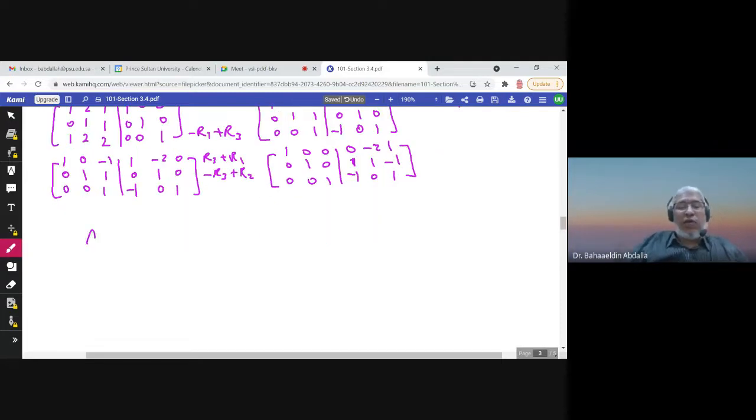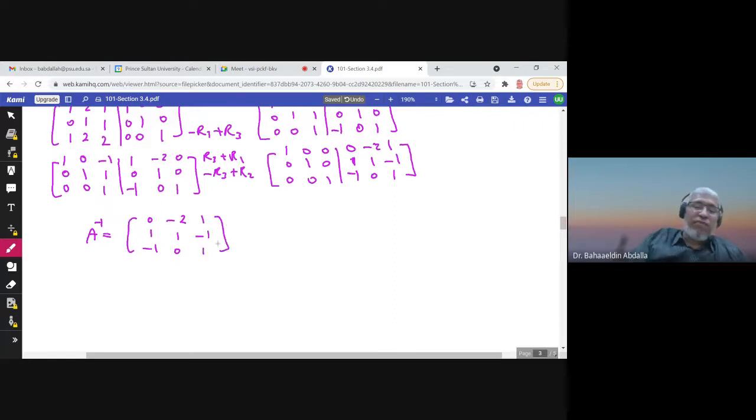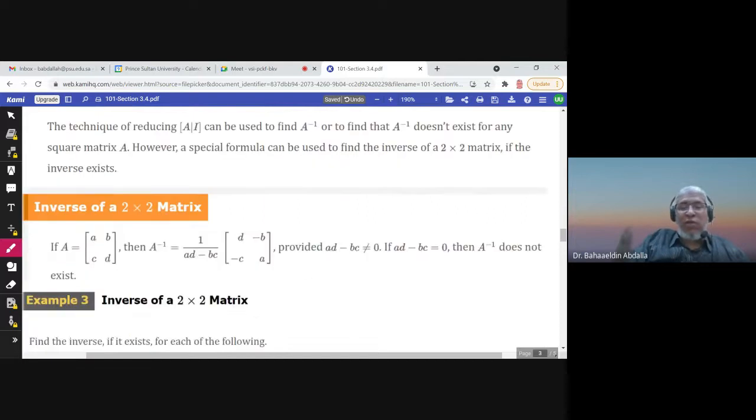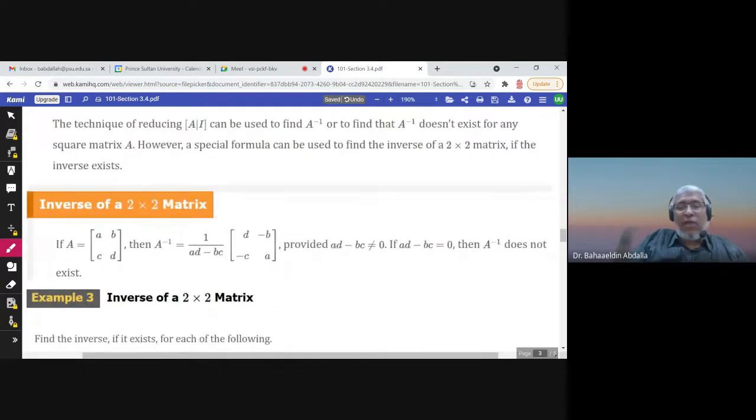So A inverse is this matrix: 0, 1, negative 1, negative 2, 1, 0, 1, negative 1, and 1. And you can check your answer either by calculator or by multiplying A times A inverse. Well, this technique can be used to find A inverse for any square matrix A, if it is possible, okay, if A inverse exists.